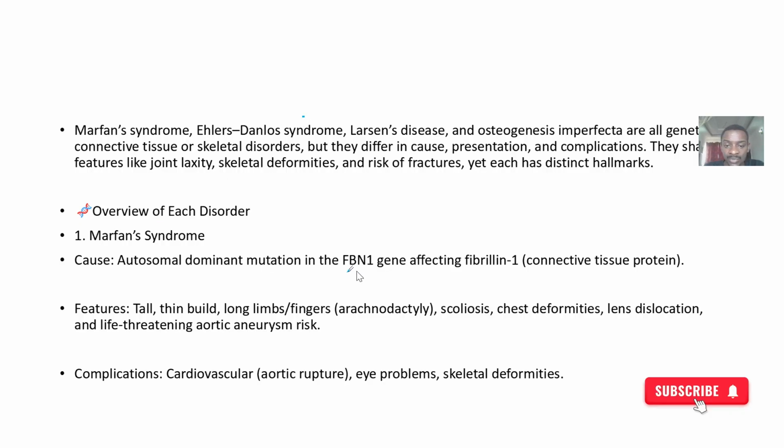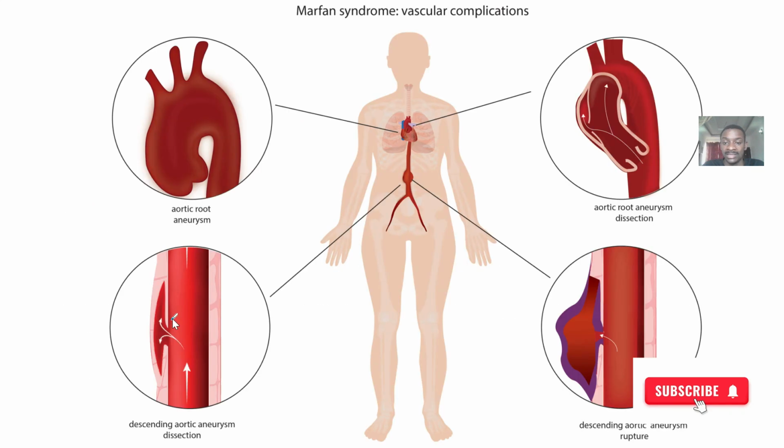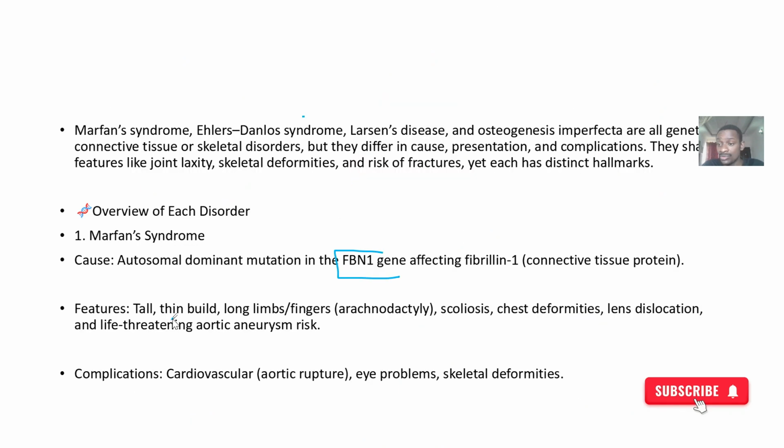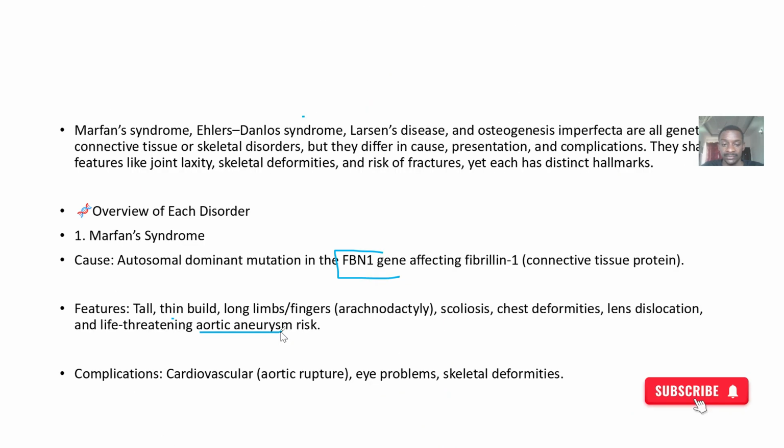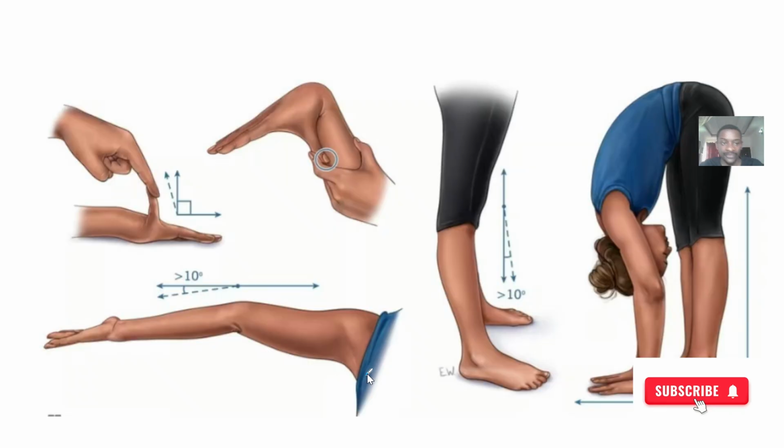So Marfan syndrome, there's a mutation in a gene known as the FBN gene, and it affects fibrillin 1. Fibrillin 1 is a connective tissue protein. Okay, so features, you see that the patient is tall, thin build, the limbs are long, scoliosis, chest deformities, lens dislocation, and they have aortic aneurysms, okay, which blood vessels could burst, causing bleeding. So complications equally lead to aortic rupture, just like I was saying, eye problems and also skeletal deformities.